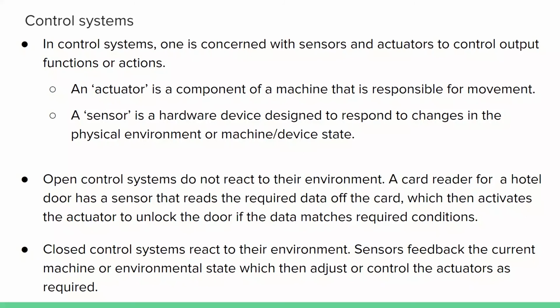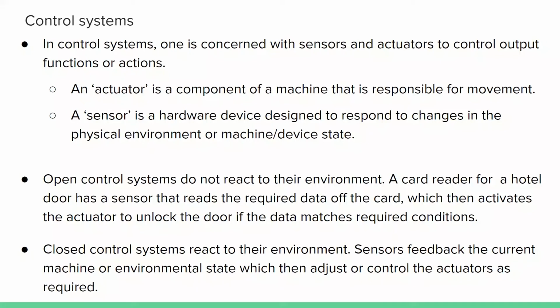All right? With control systems, you need to have a few things actually happen with them. You need to have sensors and actuators that actually work together. All right? Now, an actuator is anything that moves. Okay? A sensor is anything that collects that data to set something off.